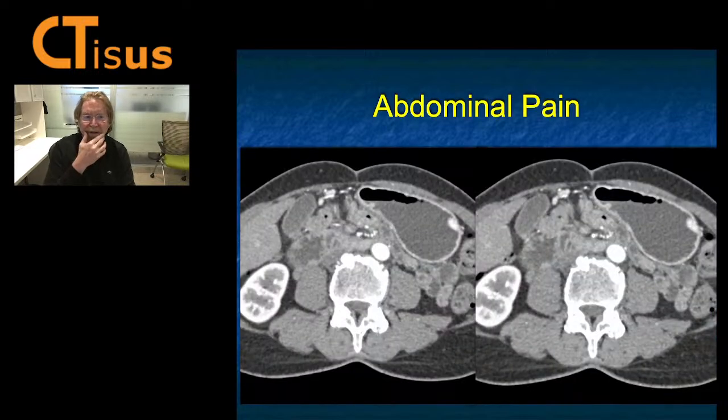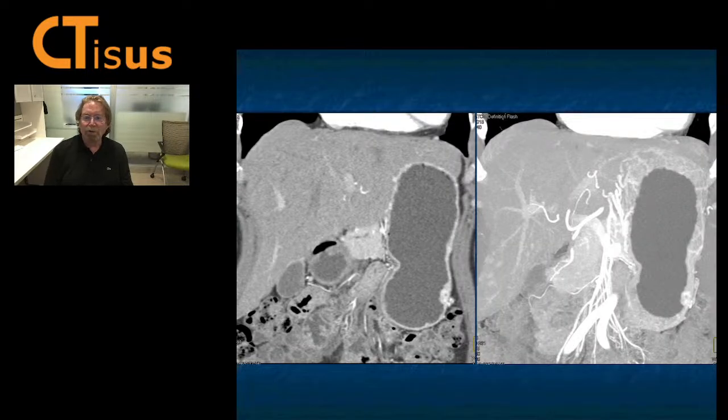Let's take a look. First case, patient presents with abdominal pain, and you see this enhancing lesion a little over a centimeter in the stomach. It's also very vascular. You can see it again as I look at the coronal views on the greater curvature and the MIP imaging. So then you ask yourself, you have a mass in the stomach that's small, but it's vascular. What could it be?